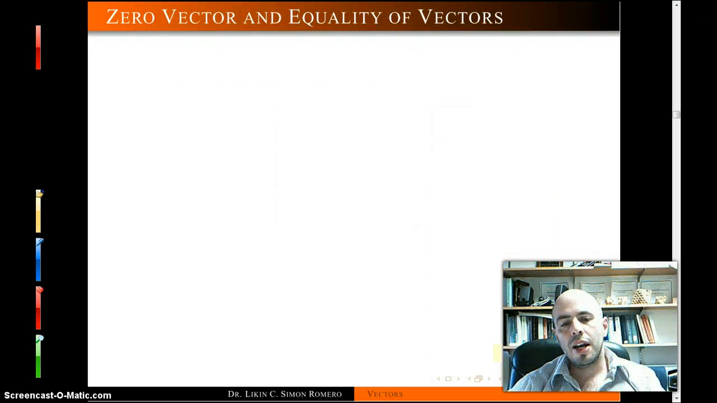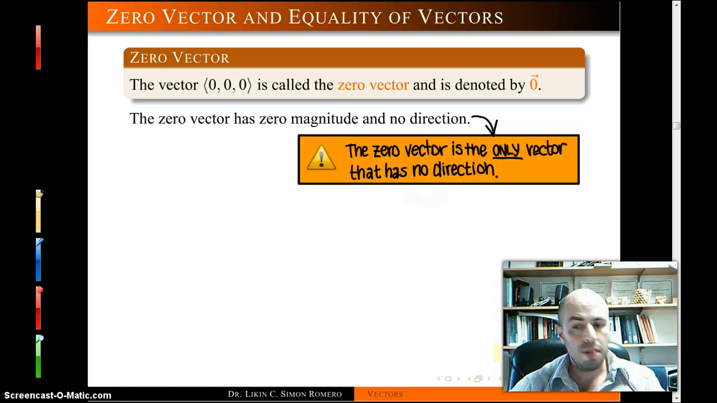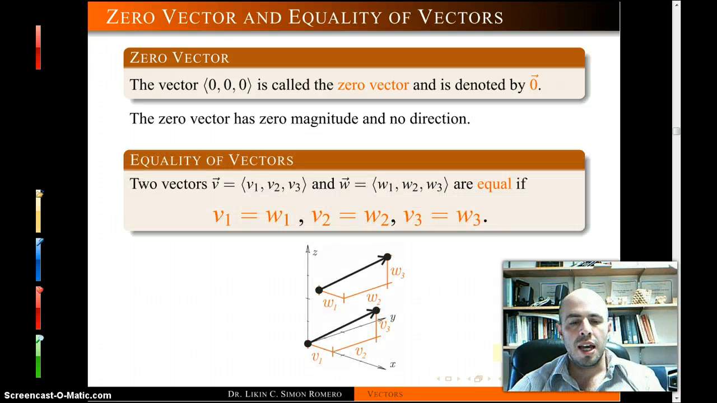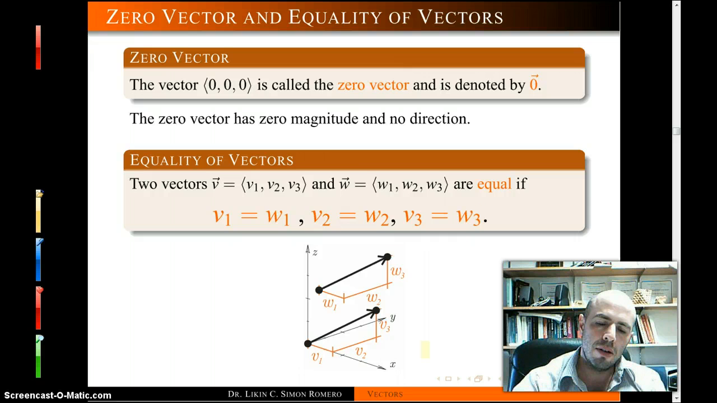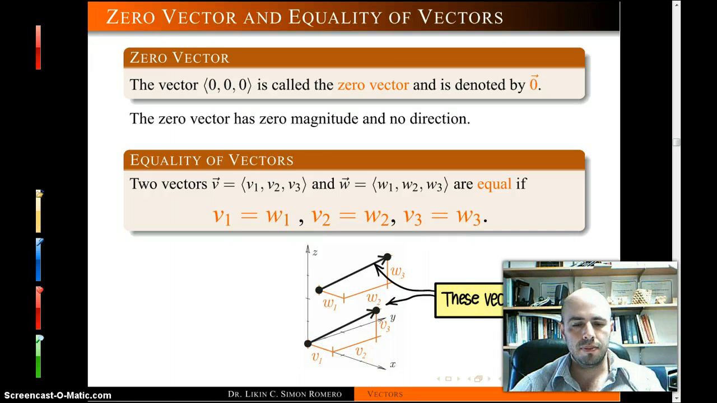The zero vector and equality of vectors. The vector <0, 0, 0> is called the zero vector and is denoted by 0 with an arrow over top. The zero vector has zero magnitude and no direction. The zero vector is the only vector that has no direction. Equality of vectors. 2 vectors are equal if they are equal component-wise. What it means is that you have the same vector no matter where you place it. Vectors are independent from where you place the vector. So in this case, these 2 vectors are equal.